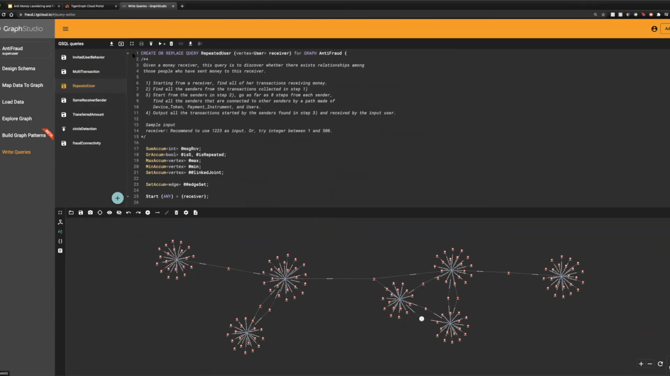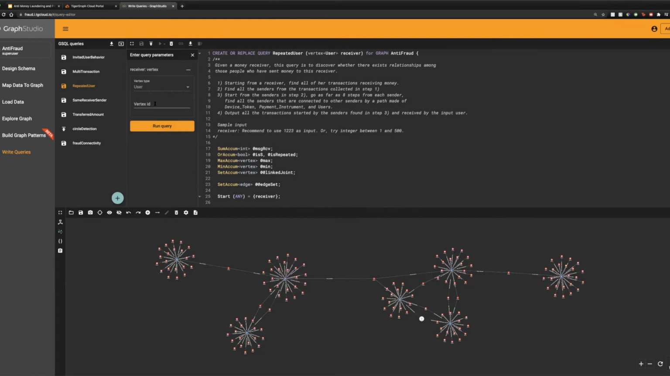Let's see, what else do we have here? This one is looking for, again, those repeated payments. It is looking for someone who received money, getting all of their transactions and who sent them money. And then from those senders, going out to see who sent them money. And again, trying to recognize those circular inputs that may be something representing a fraud ring or other type of fraudulent service.